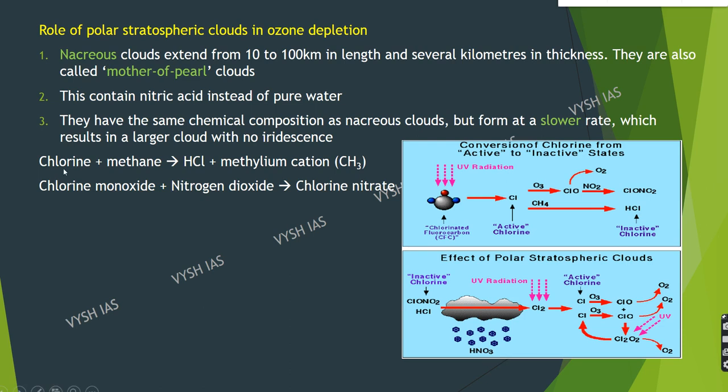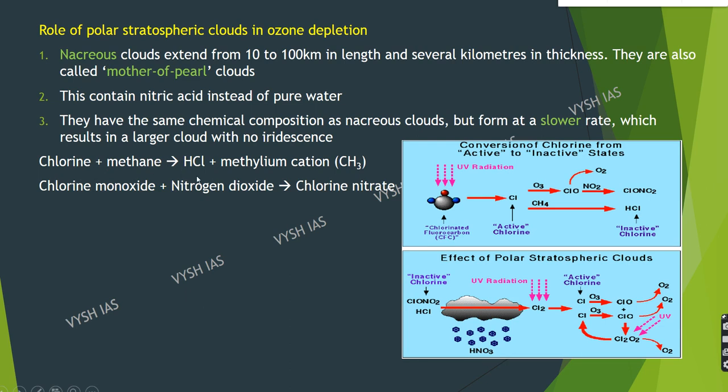The chlorine released by the breakdown of CFCs exists initially as pure chlorine or as chlorine monoxide. Chlorine monoxide is active chlorine, or unstable chlorine. These two forms further react to form compounds like hydrochloric acid and chlorine nitrate, which are stable, that is, inactive chlorine. Hence, they are reservoirs of chlorine.